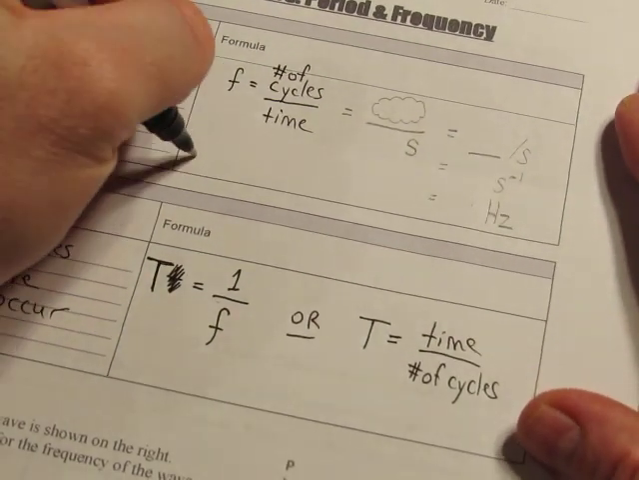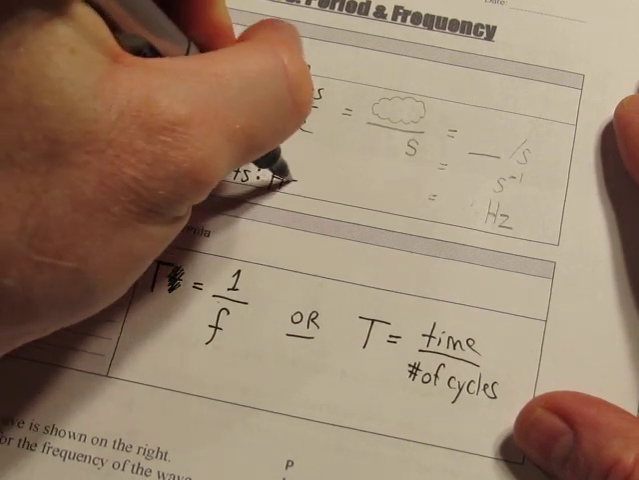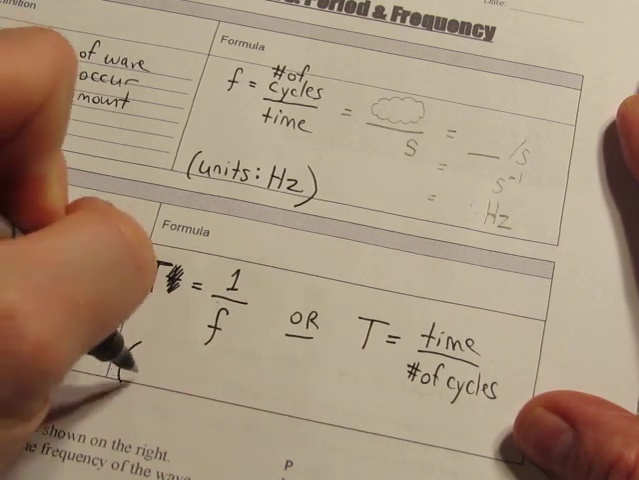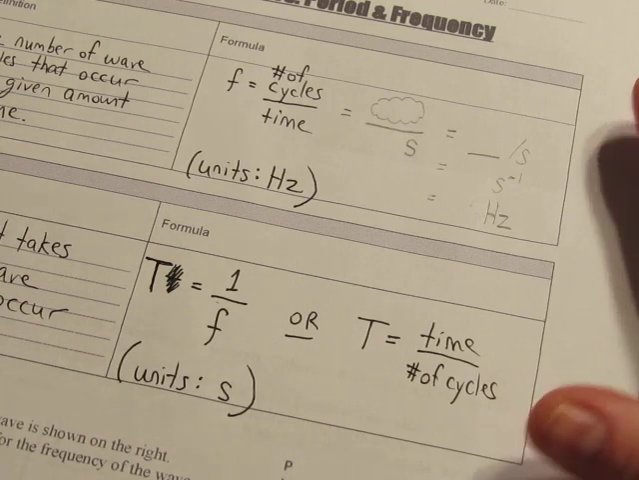Maybe I'll just add this in the bottom corner here. Units. So for frequency, your units are hertz. For period, your units are seconds. Same as always.